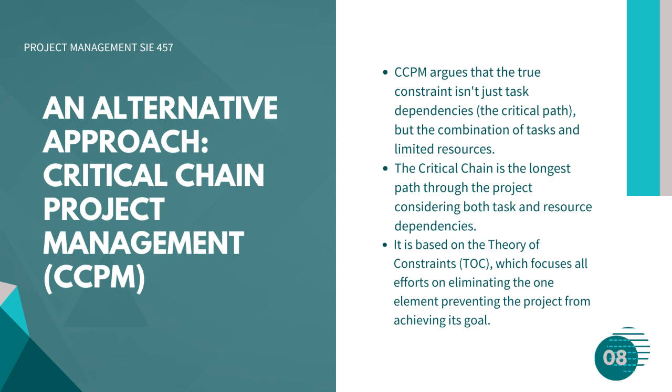For decades, that was the standard way of doing things. But a more modern approach, called Critical Chain Project Management or CCPM, challenges this thinking. CCPM argues that the biggest constraint on a project isn't just the tasks, it's the availability of resources. The critical chain, therefore, is the longest path through the project when you consider both task dependencies and resource constraints. It's based on the theory of constraints, which states that to achieve a goal, you must focus all your effort on eliminating the single biggest obstacle.